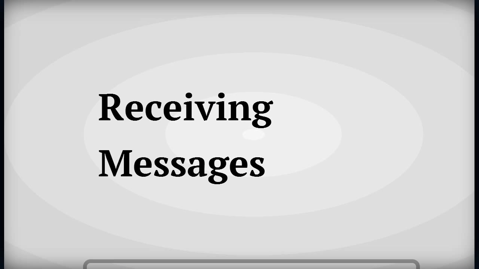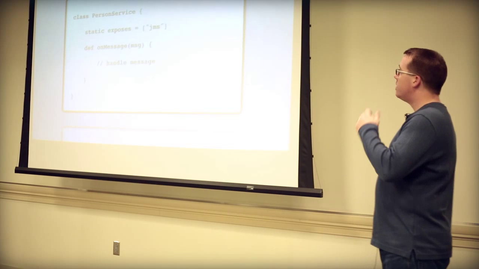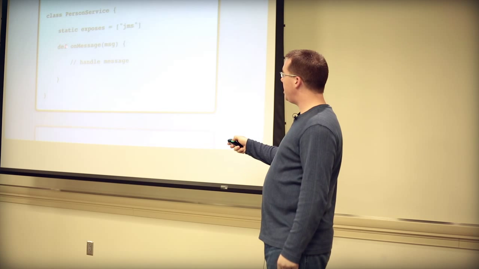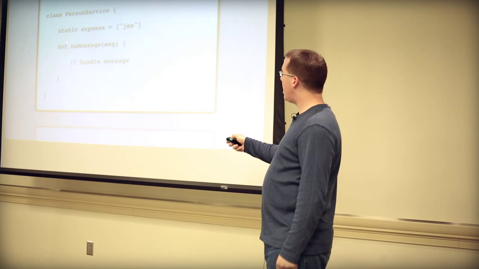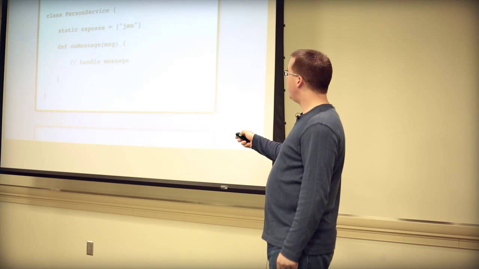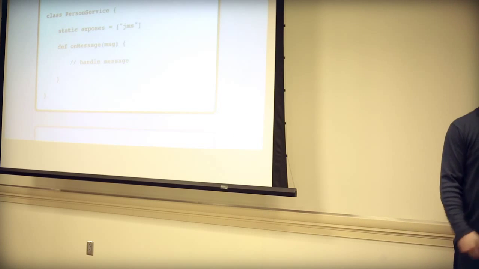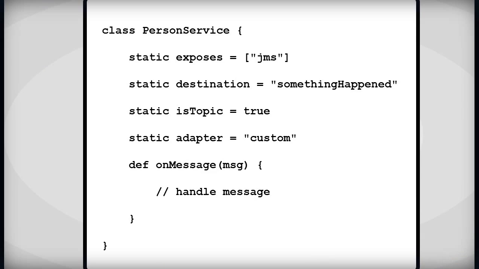Okay, so that was the publishing side of the world. What about receiving messages? So this is what it looks like to receive a message. So with a JMS plugin, we use the static exposes over JMS. What that means is, person.onMessage, that queue, those messages will show up here and will actually execute this service method. Same here, you have some more configurations here, the actual destination, if it's a topic or not. You can create adapters. There's a lot of support in this plugin, so you'll find it's helpful.